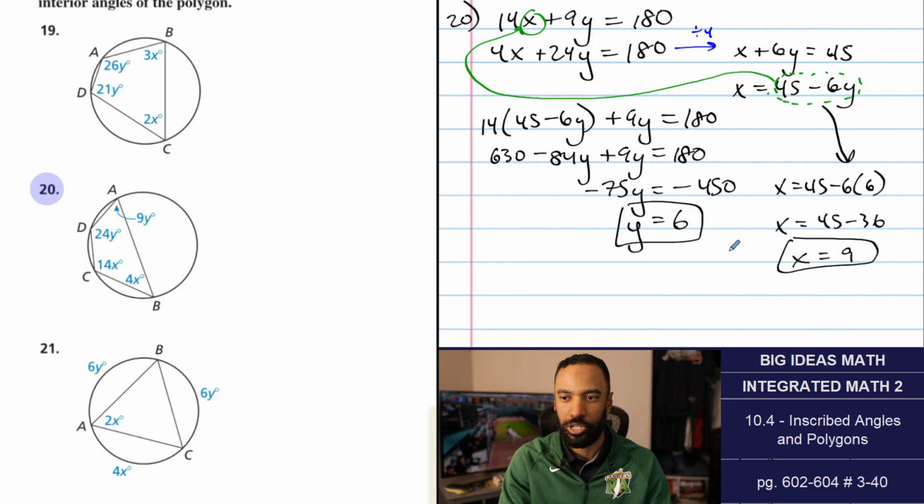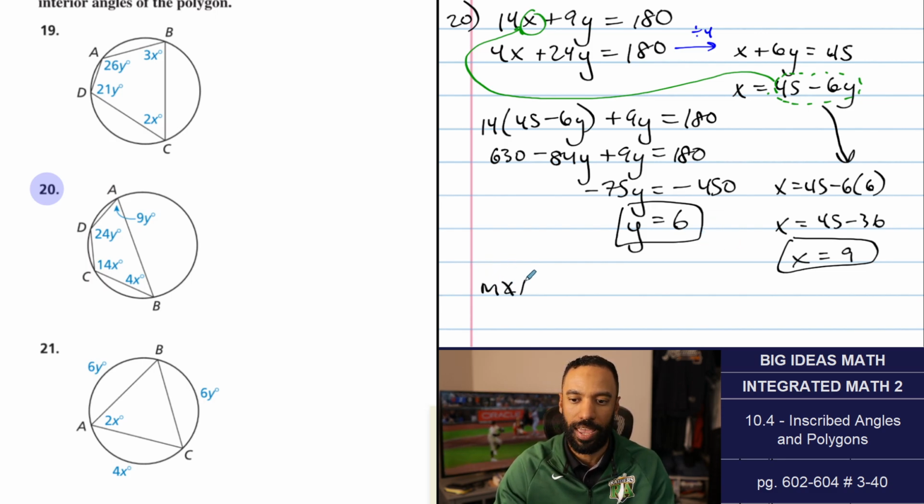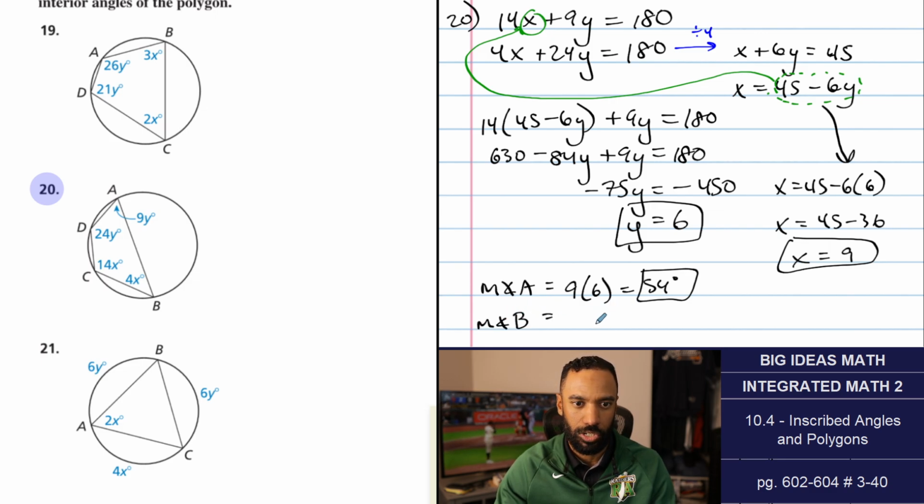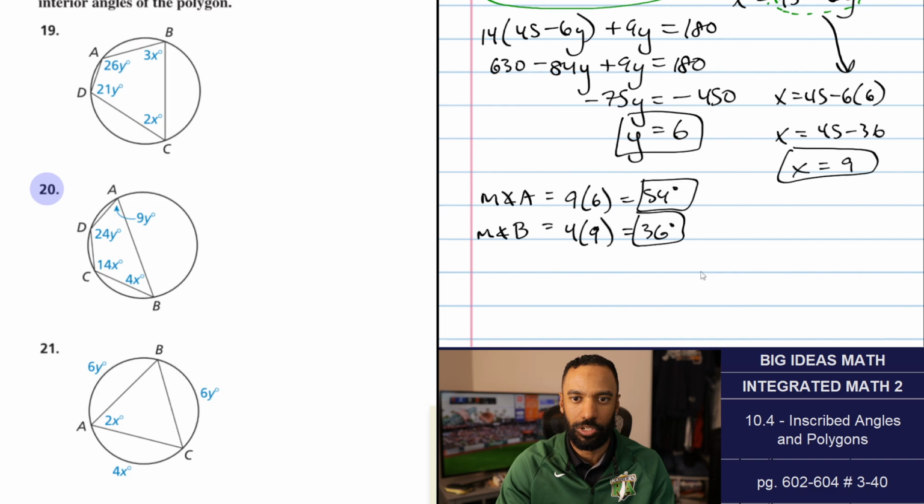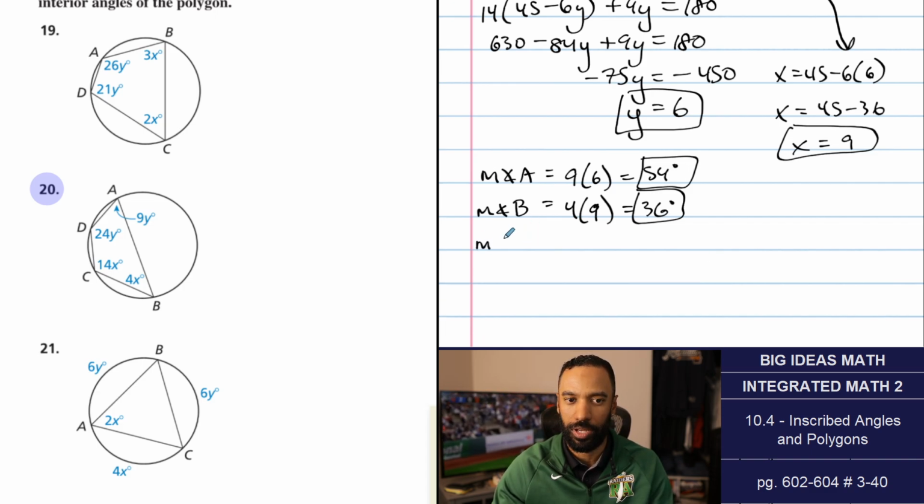They do want us to find the measure of the angles themselves, so we get to play substitution here after. Measure of angle A is 9 times y. 9 times 6 is 54 degrees. Measure of angle B is going to be 4 times x, 4 times 9, which is 36 degrees. I just kind of look at the angles and see if they look like they're drawn to that scale. So far, so good, I believe.